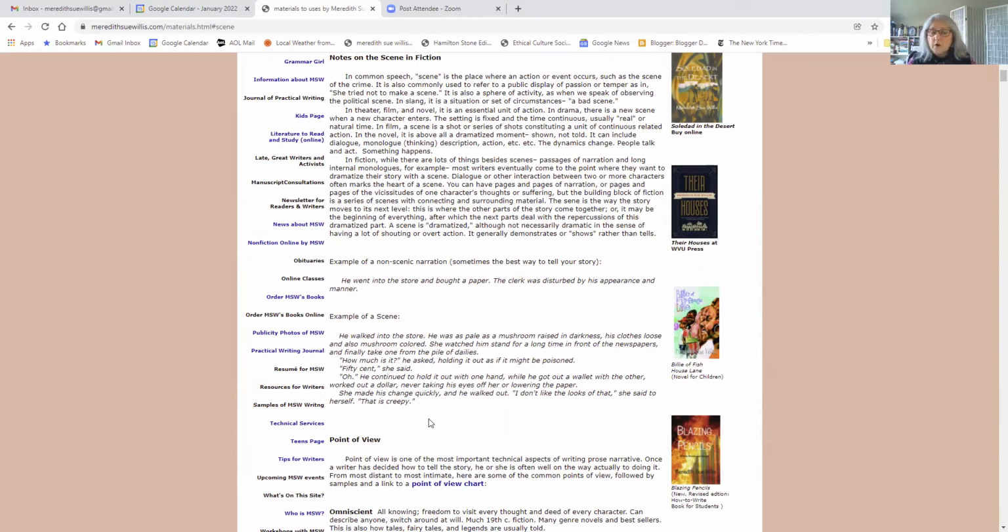He walked into the store. He was as pale as a mushroom raised in darkness. I wrote this particularly for this example. It's not supposed to be good writing, and the more I read it, the worse it gets. He was pale as a mushroom raised in darkness, his clothes loose and also mushroom colored. She watched him stand for a long time in front of the newspapers and finally take one from the pile of dailies. "How much is it?" he asked, holding it out as if it might be poisoned. "50 cents," she said. "Oh." He continued to hold it out with one hand while he got out a wallet with the other, worked out $1, never taking his eyes off her or lowering the paper. She made his change quickly and he walked out. "I don't like the looks of that," she said to herself. "That is creepy."